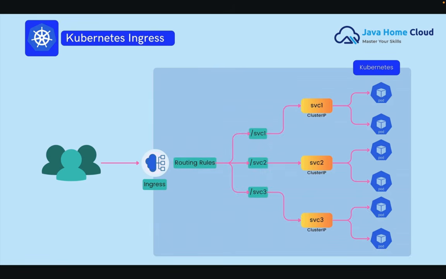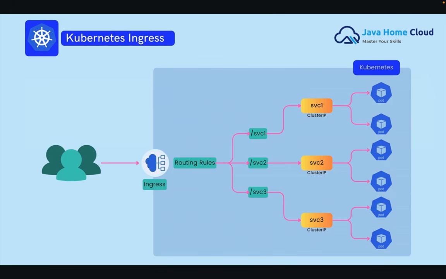This is going to have routing rules. Rules will be like the host, from which host the request is coming. I'll show that after this presentation. And rule 1, let's say, if the path is /svc1, it will route traffic to service 1. If the path is /svc2, it routes to service 2, and likewise.